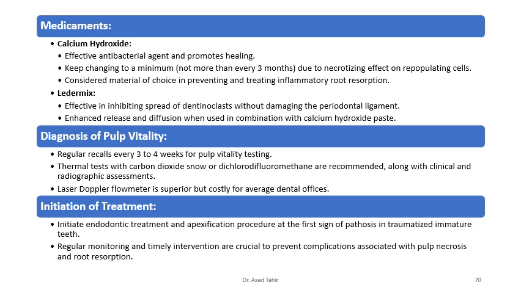Diagnosis of pulp vitality. Regular recalls every 3 to 4 weeks for pulp vitality testing. Tests with carbon dioxide snow or dichlorodifluoromethane are recommended, along with clinical and radiographic assessments. Laser Doppler flowmeter is superior but costly for average dental offices. Initiation of treatment. Initiate endodontic treatment and apexification procedure at the first sign of pathosis in traumatized immature teeth. Regular monitoring and timely intervention are crucial to prevent complications associated with pulp necrosis and root resorption.